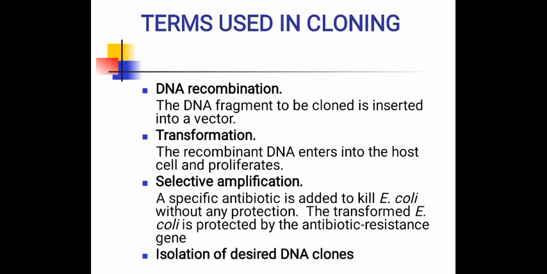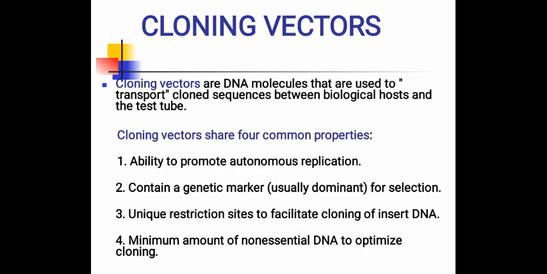Then terms used in cloning. DNA recombination: the DNA fragment to be cloned, inserted into a vector, is called recombinant DNA. Transformation: the recombinant DNA is introduced into the host cell and proliferates. Next, selective amplification: a specific antibiotic is added to kill E. coli without protection, that is, without plasmid. The transformed E. coli is protected by the antibiotic resistance gene. Then isolation of desired DNA clones.